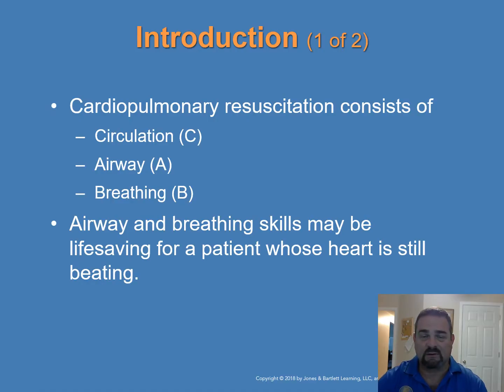All right, so cardiopulmonary resuscitation. What does that mean? When do we do it? Those kinds of things. That's what we're going to cover in this particular chapter. Cardiopulmonary resuscitation consists of three components: circulation, which is C, airway, which is A, and breathing, which is B. If you'll remember in the airway module, we talked about A and B, and we touched a little bit on C.